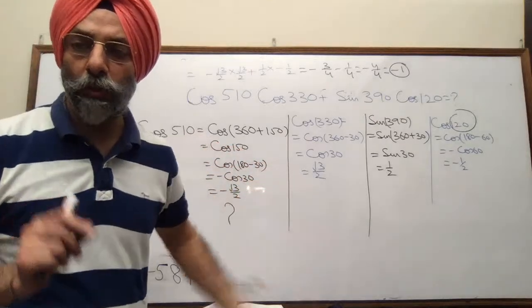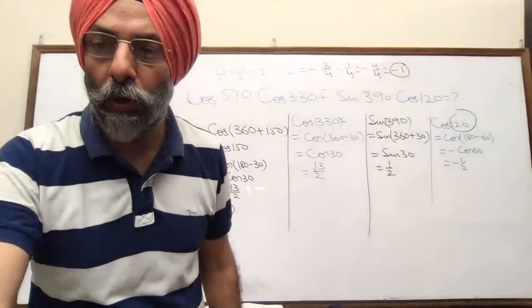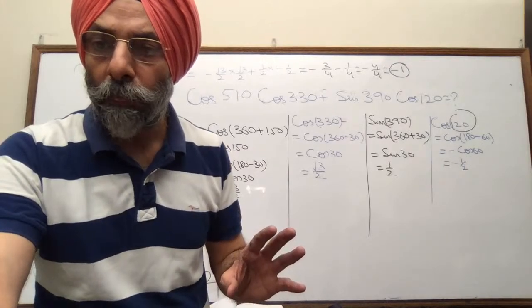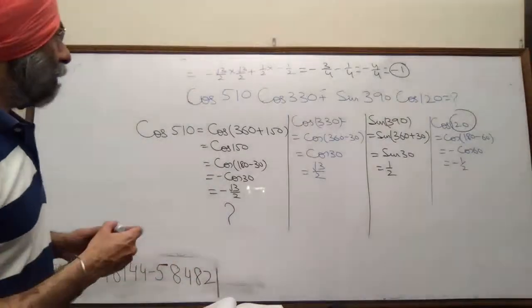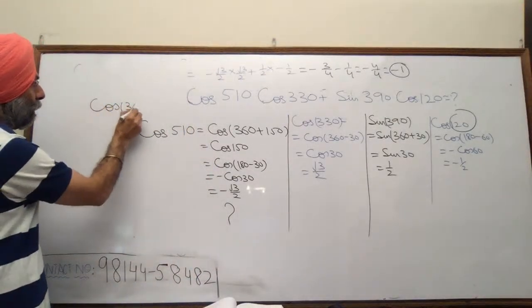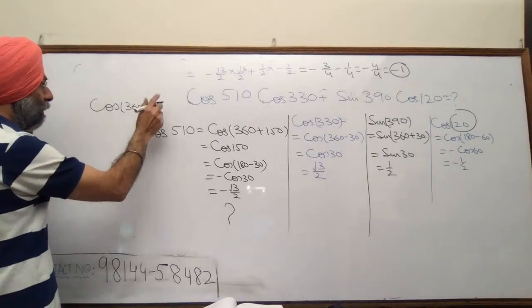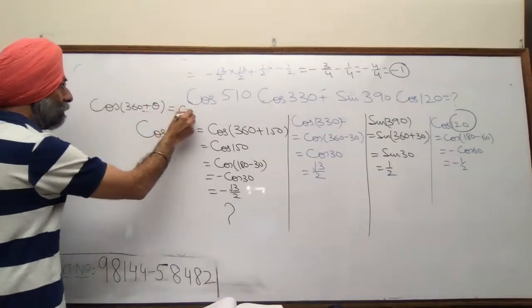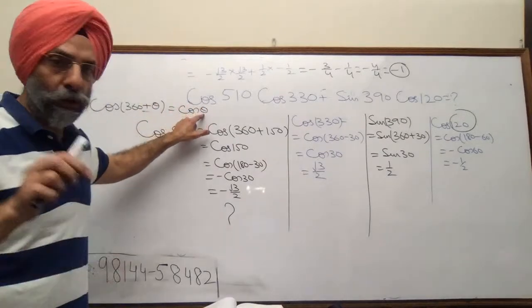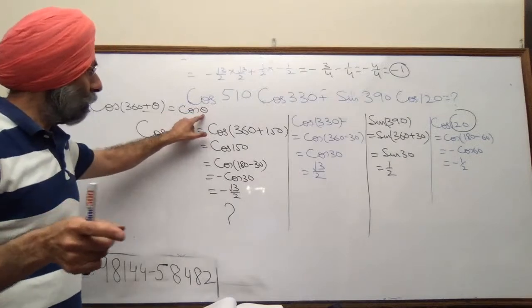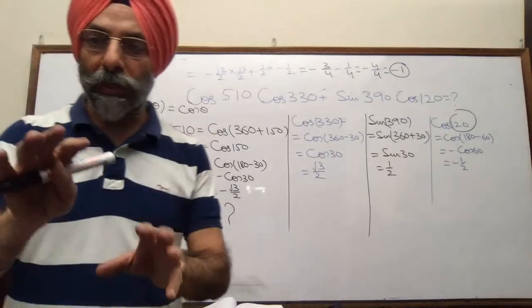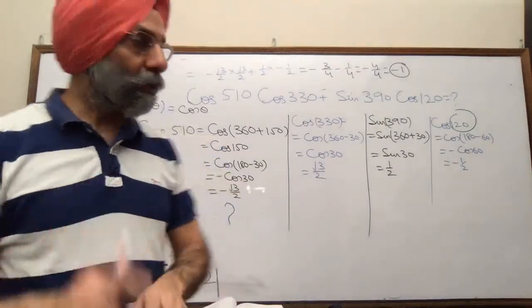Smee, you have asked me that cos 510 will be in the second quadrant. That's right. Then it will be equal to minus cos 150. But a cos of 360 plus angle is always cos of the angle. Now you have to reduce this angle to the acute angle form. So you can see that now you are saying that 510 is in the second quadrant.